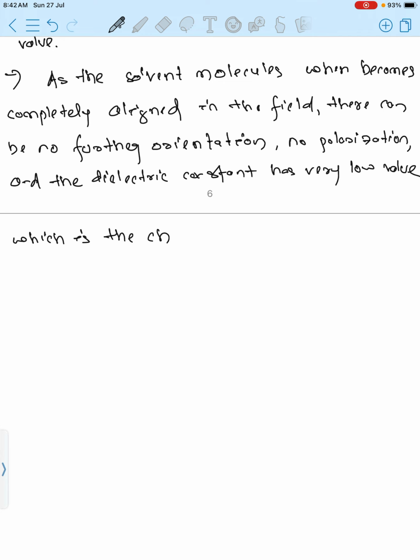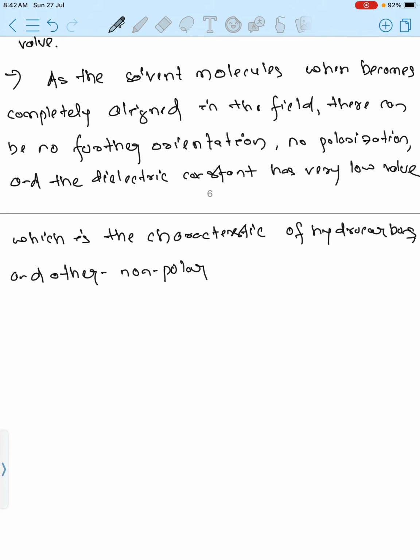of hydrocarbons. Which substance has a very low value of dielectric constant? Hydrocarbons and other non-polar substances.